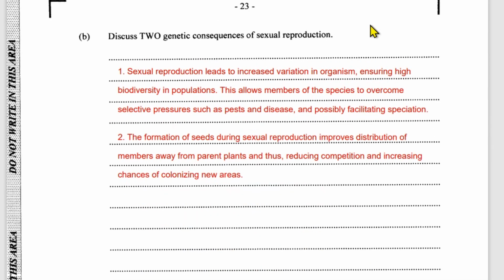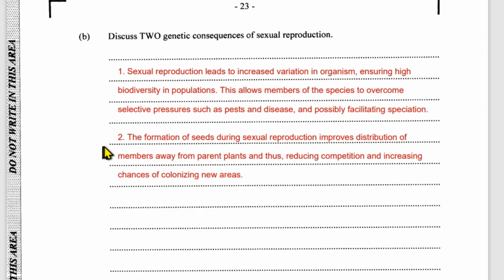So B, discuss 2 genetic consequences of sexual reproduction. So sexual reproduction leads to increased variation in organisms, ensuring high biodiversity in populations once you have a large enough gene pool and you have a large population. This allows members of the species to overcome selective pressures such as pests and disease, and possibly facilitating speciation. Again, Charles Darwin and the finches on the Galapagos Islands are very good examples of this.